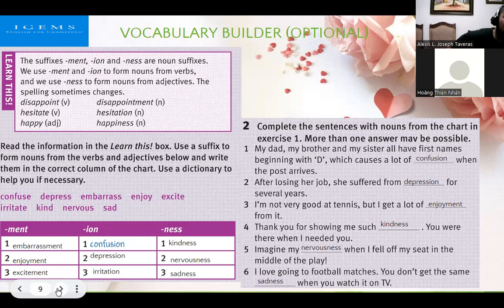Number 4, thank you for showing me such kindness. You were there when I needed you. Number 5, I imagine my nervousness when I fell off my seat in the middle of the play. Number 6, I love going to football matches. You don't get the same sadness when you watch it on TV. Okay, so understood.